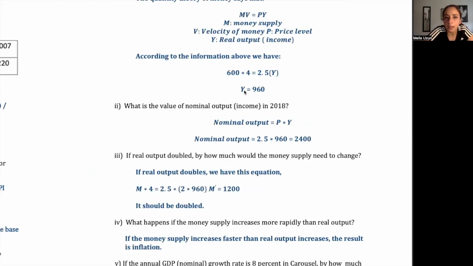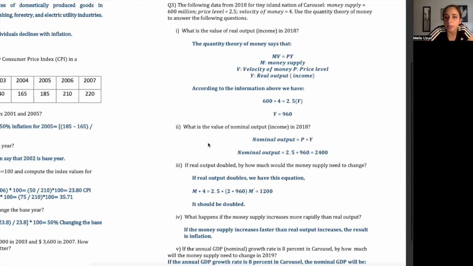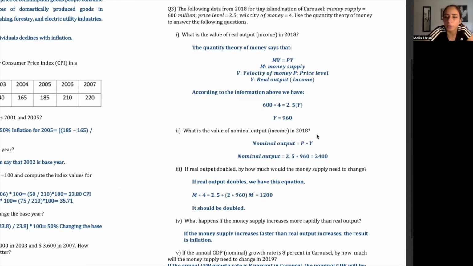Okay. And it asks us what is the value of nominal output income in 2080. Nominal output is equal to price level times real output. So this is equal to nominal output. So we just found real output and we already know the price level. So if you multiply price level with real output, you will find 2,400. It is equal to nominal output.